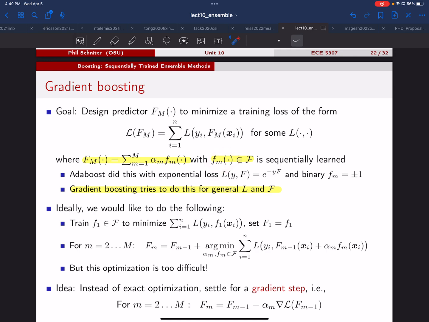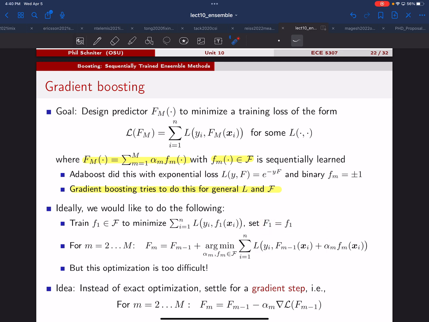Okay, so if we could, this is how we would like to proceed. At the very first stage for little f, we would find a little f within our allowed class of predictors that minimizes the loss on our training data. Once we've done that, we're going to set capital F1 equal to our little f1, so this is our first boosted predictor.